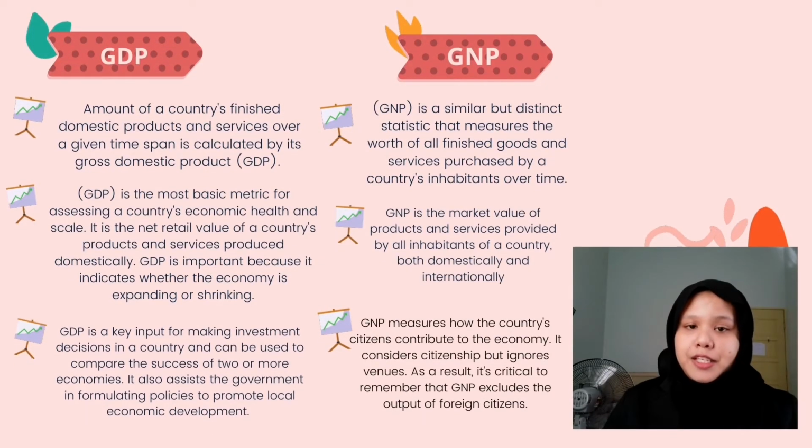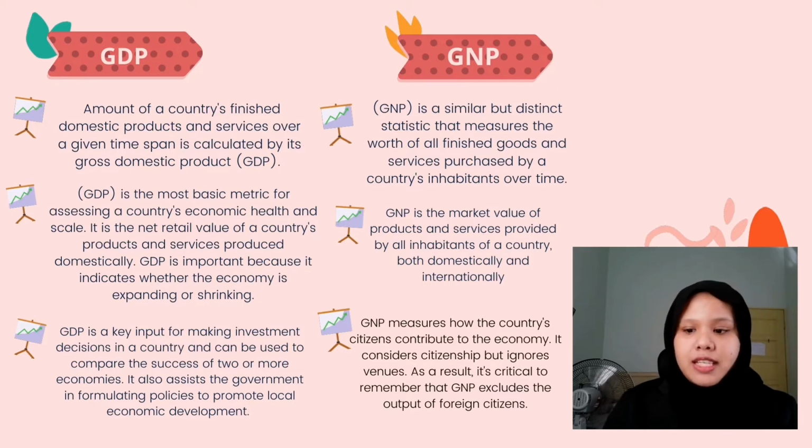The second question is, explain the difference between gross domestic product (GDP) and gross national product (GNP). GDP and GNP are two of the most frequently used economic metrics, each reflecting the overall consumer value of all goods and services produced within a given time span. There are variations in how each of them determines the economy's scale.